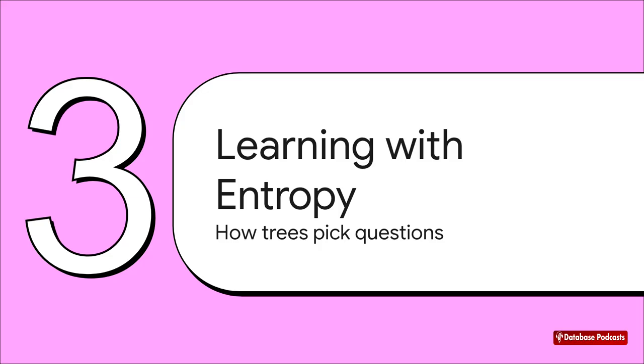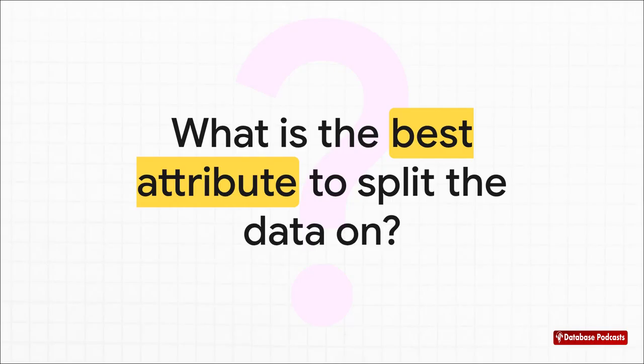All right, so this all sounds great in theory, but this brings up the most important question. How do these trees actually learn? How in the world does the tree know which questions to ask and in what order? It's got to have some kind of strategy, right? Exactly. The algorithm needs to figure out what the best attribute is to split the data on at each step. It needs some kind of yardstick to measure which question will give it the most clarity, which question will get it closer to a confident answer.